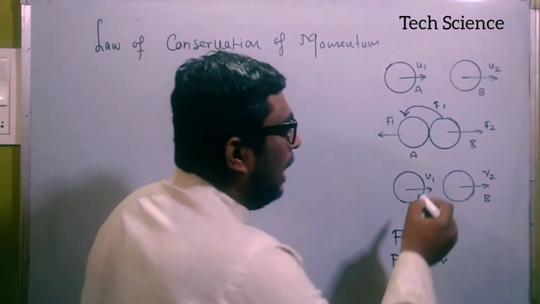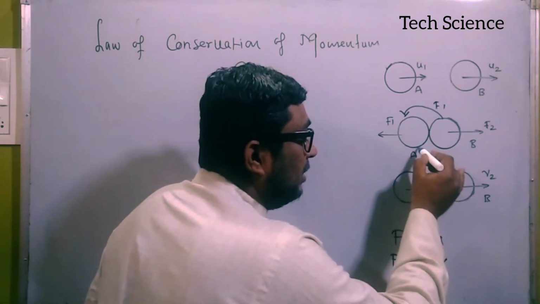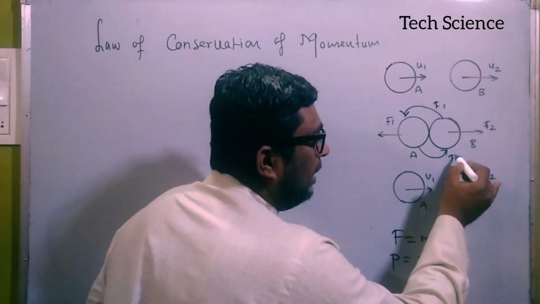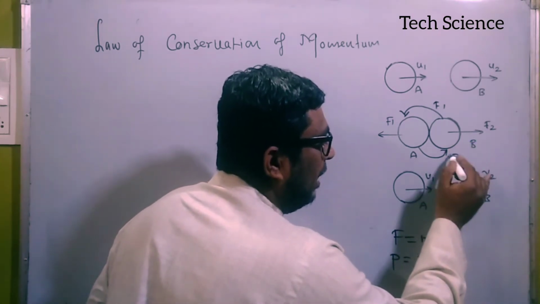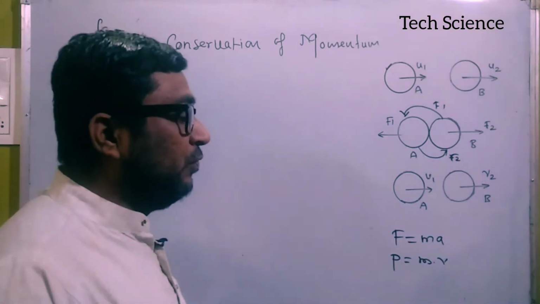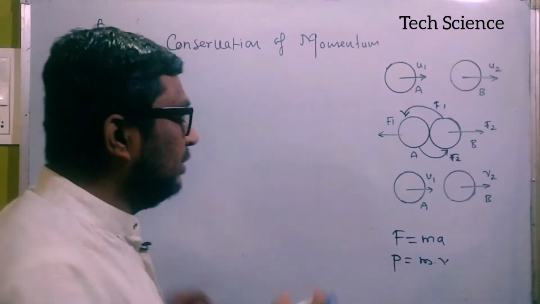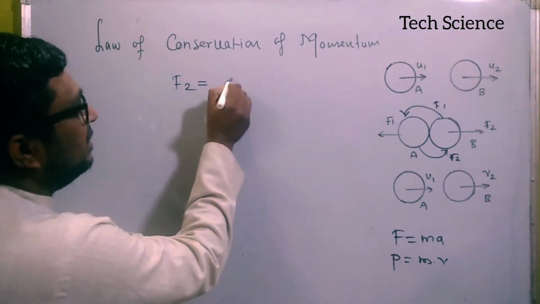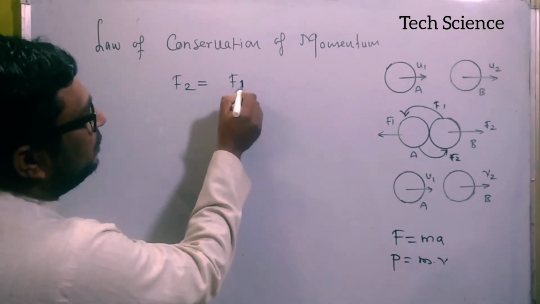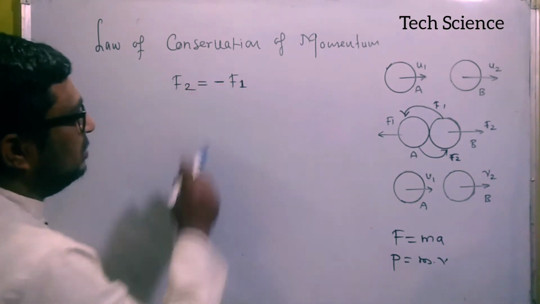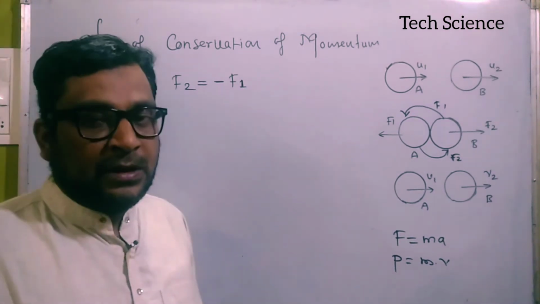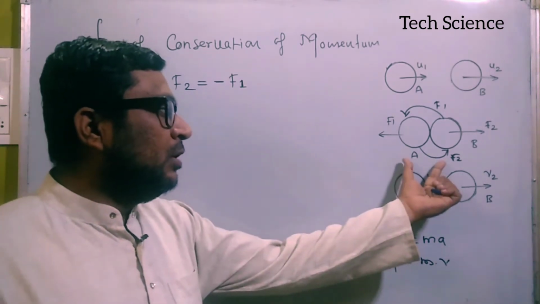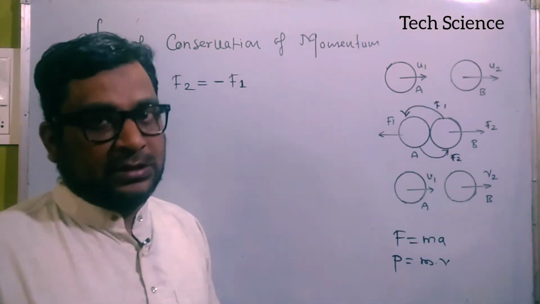At the same time, in the opposite direction, a force is exerted by sphere A on B, and it is F2. Now we know the forces are equal and opposite to each other. So the relationship between F2 and F1 is F2 is equal to minus F1. This is the first thing we observe when they collide.